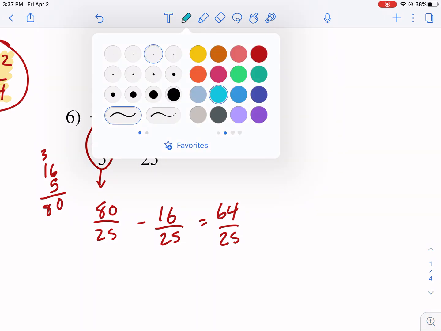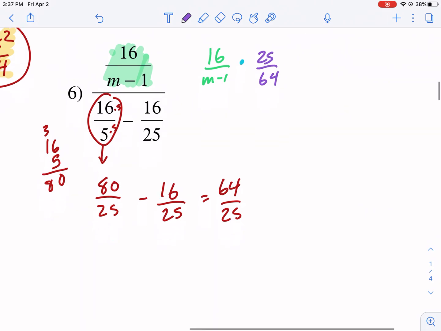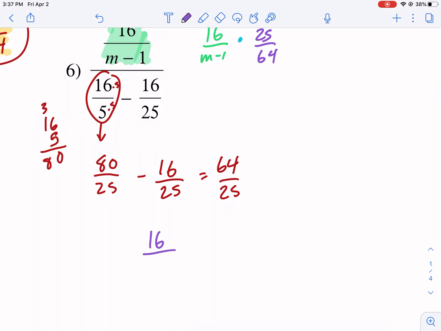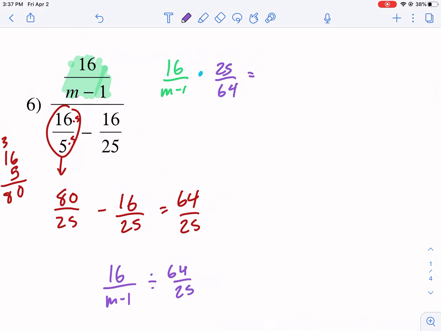And I'm going to flip this already. I'm going to change this to multiply, and then I'm going to flip this to be the reciprocal, which is 25 over 64. Again, the original problem would have been written like this, divided by 64 over 25, but I kept change flipped, and that's what I get.